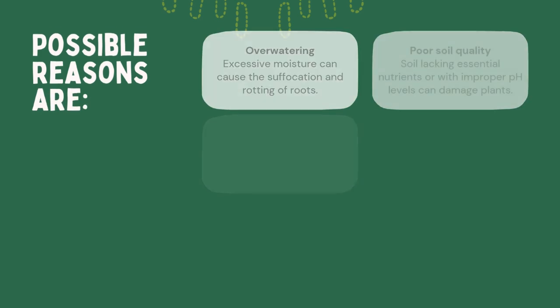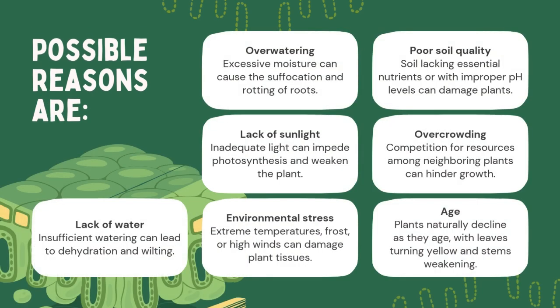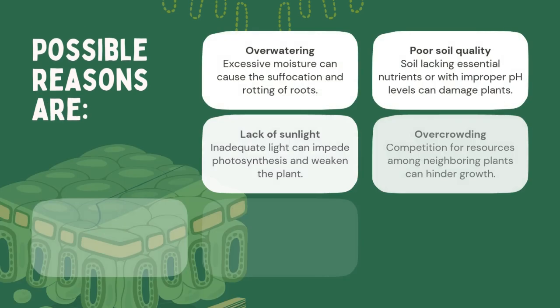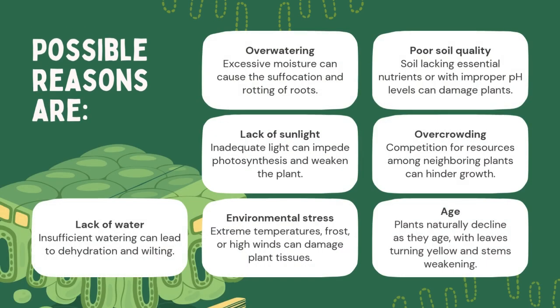Overwatering. Excessive moisture can cause the suffocation and rotting of roots. Lack of sunlight. Inadequate light can impede photosynthesis and weaken the plant. Environmental stress. Extreme temperatures, frost, or high winds can damage plant tissues.